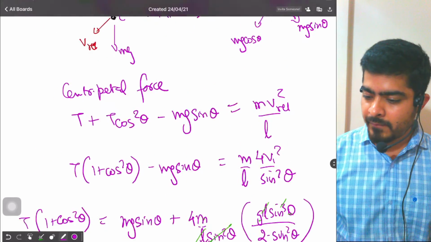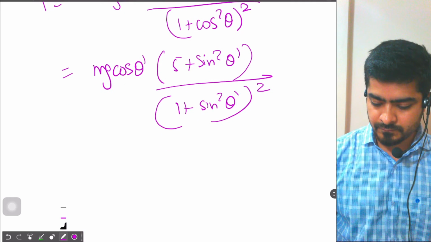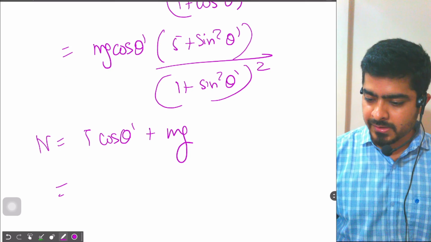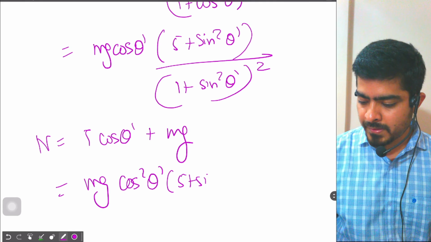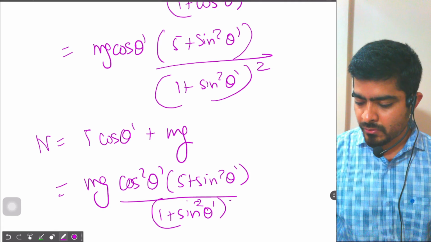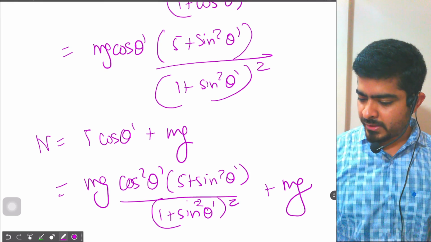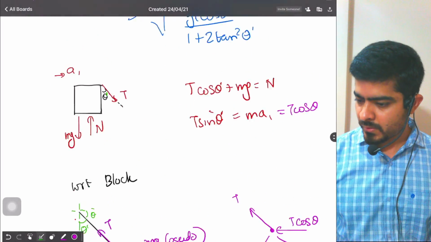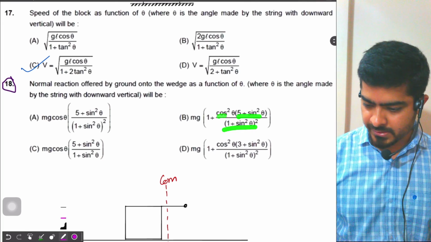Okay. And finally we come to the normal force. So normal force is T cos theta dash plus mg. So this is equal to mg cos square theta dash times 1 plus sine square theta dash upon 1 plus sine square theta dash whole square plus mg, and we need to simplify this now. Or I guess we don't need to, because if we take mg common, then we will get cos square times 1 plus sine square upon 1 plus sine square. So yes, option B will be the correct answer.